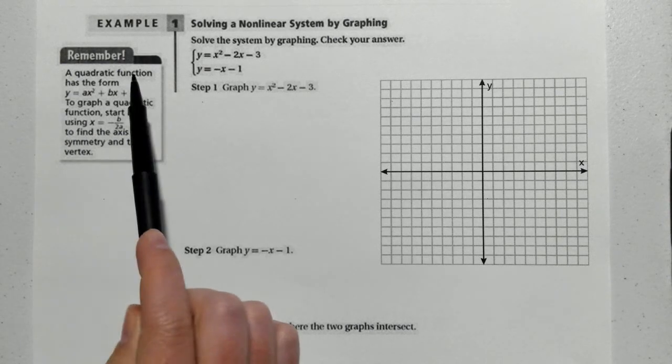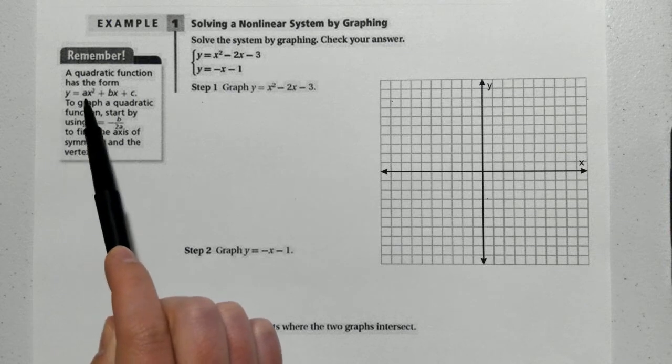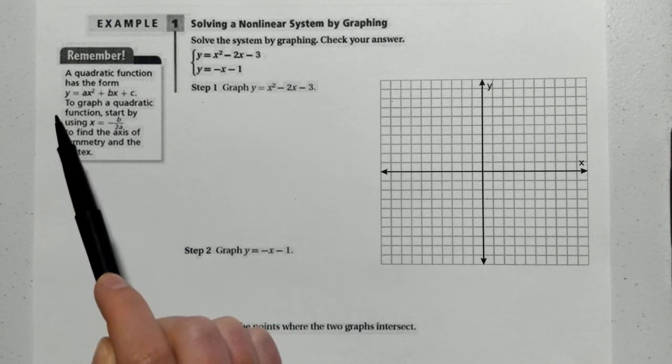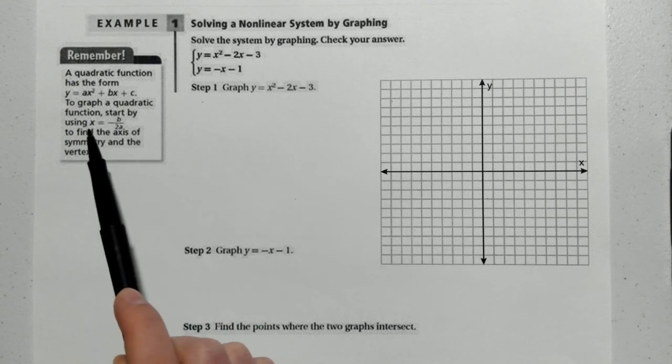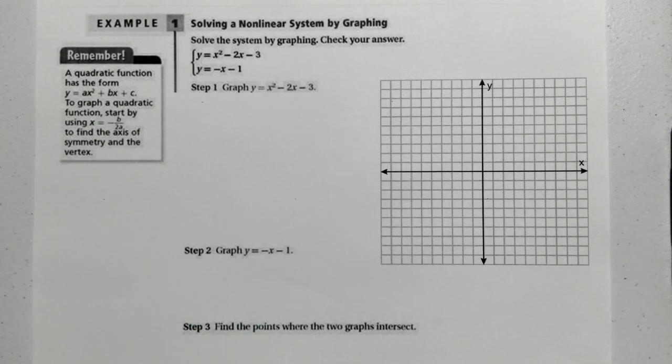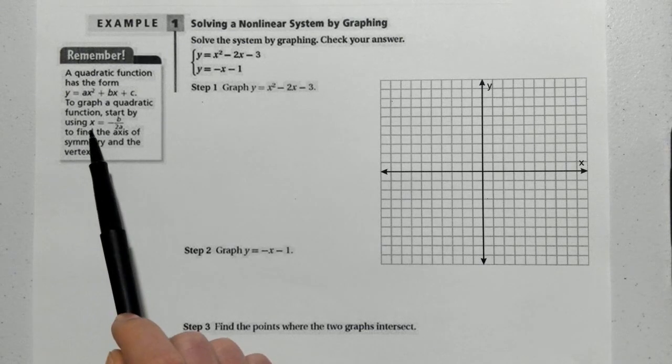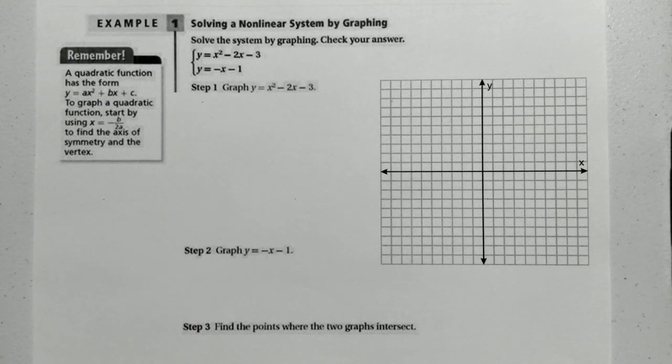Remember, a quadratic function has the form y equals ax squared plus bx plus c. To graph a quadratic function, start by using x equals negative b over 2a. That will help you find your axis of symmetry. Then you'll substitute that x value in to get your vertex. You can also identify your y-intercept and two additional points, reflect them to form your parabola.